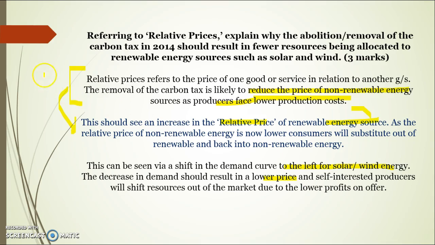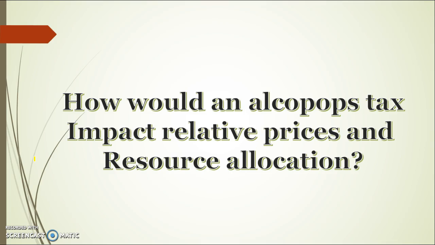That's the steps. One, lead to a lower relative price because of lower costs of production for coal. Two, the relative price of solar energy goes up, which leads to less demand. Three, because demand shifts to the left for solar energy, it leads to a lower price, and self-interested producers shift resources out of the market.